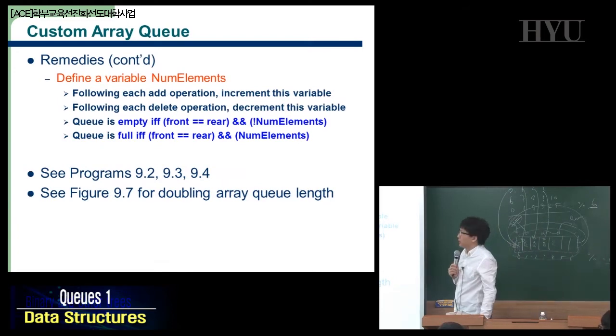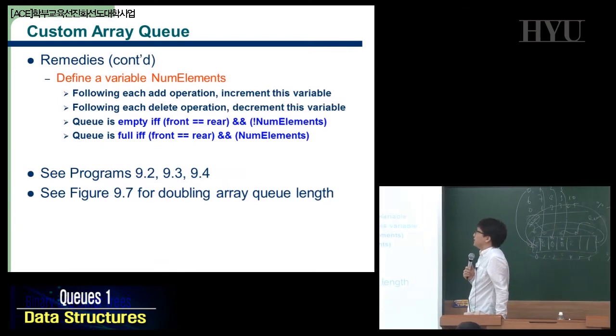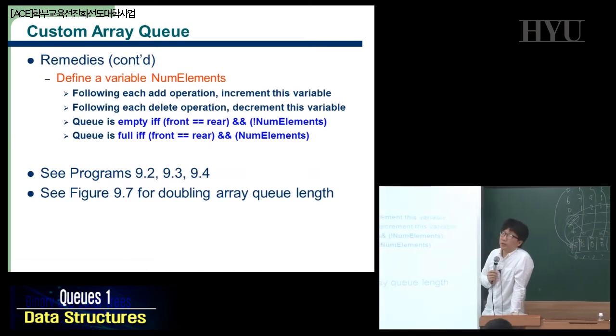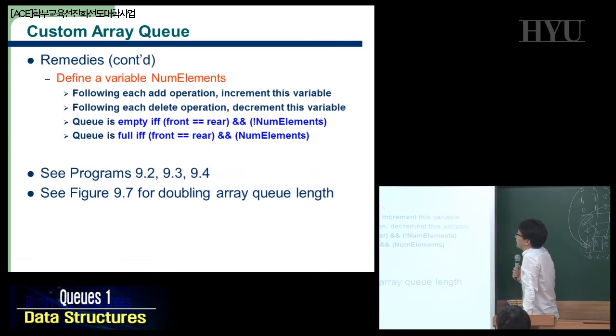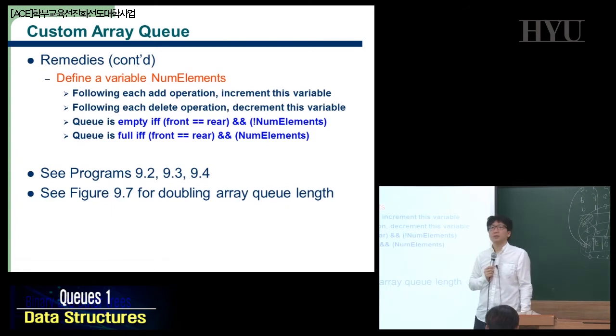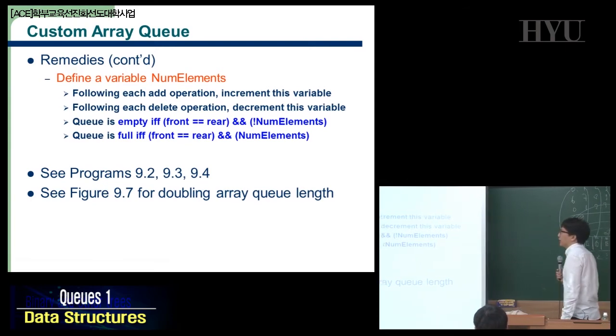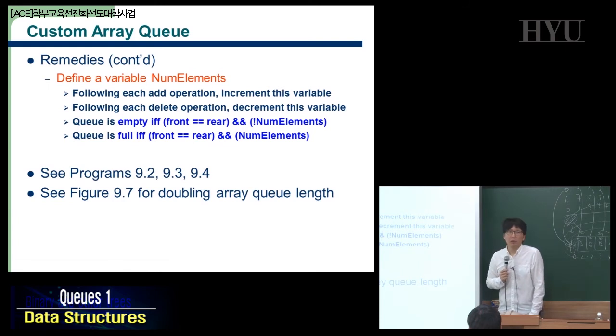Another way of doing it: define a variable, num elements. Following each add operation, increment this variable. If I do one add, one. Next add, two, three, four. Following each deletion operation, decrement this value by one.